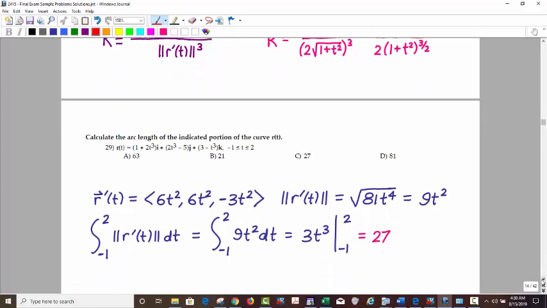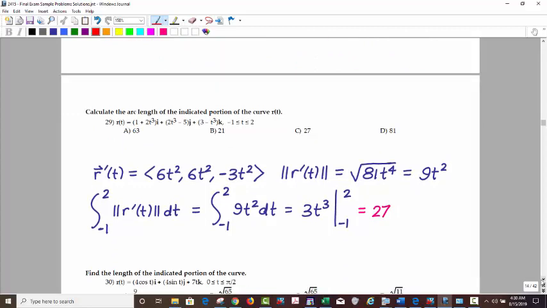Number 29, arc length. Once you get the integral set up, you can use the numerical integration in your calculator to do it. Basically, it's the integral of the magnitude of r prime. So the derivative will be, first term 6t squared, second one 6t squared, the last one 3 minus t cubed is negative 3t squared. And we take the magnitude of that.